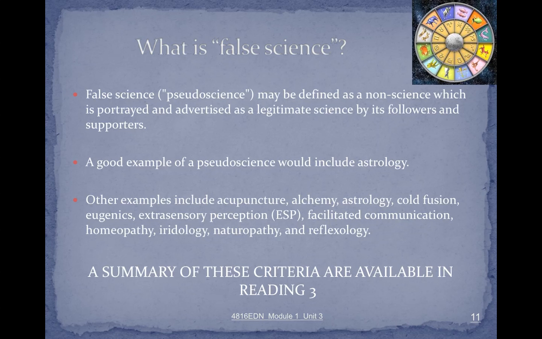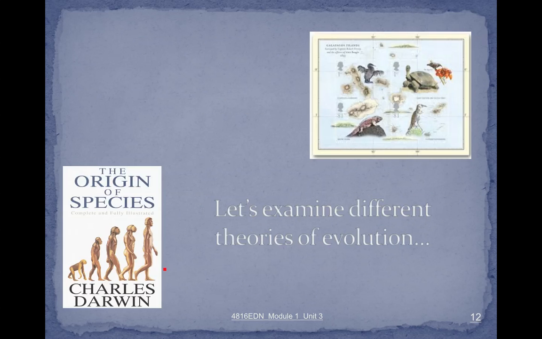So you can find a summary of these criteria in reading 3, which gives us an overview of all of those different criteria. And like I said, it's just a way of finding some characteristics of science. It's not the only way of doing it, but it gives you some sense of the differences. So let's have a look now at different theories of evolution, because this portrays really nicely some of the differences between science, emerging science, non-science, etc.